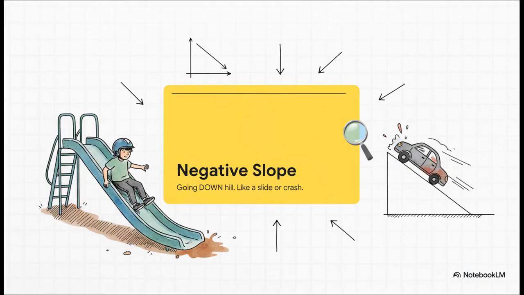Next on our tour is the negative slope. Let's do the same thing. Start on the left, trace to the right. What happens this time? Your finger goes down. This downhill journey is what we call a negative slope. Think of it like going down a slide at the park.